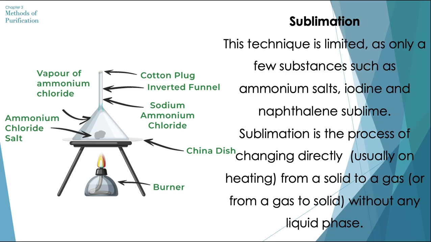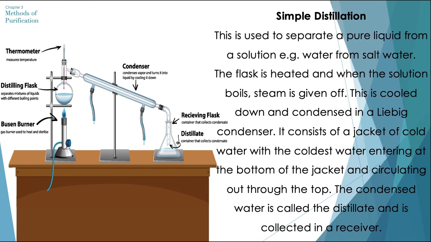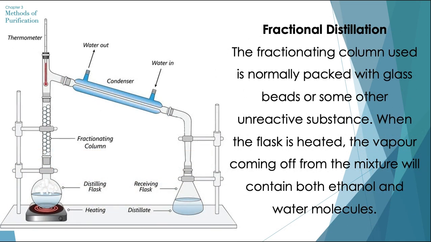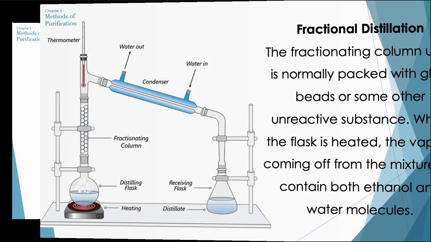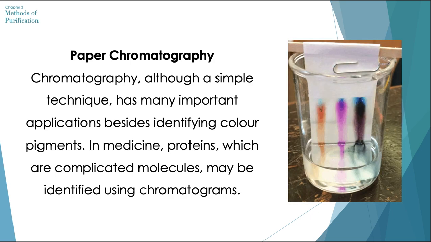Sublimation is the process of changing directly from a solid to a gas. So this technique is used to separate substances which sublime from substances which do not sublime. And then we understood simple distillation, which is used to separate a pure liquid from a solution. After this, we understood fractional distillation, which is used to separate two liquids which dissolve in one another. Lastly, we understood paper chromatography, which is used to separate mixtures and which can be used to test for purity of substances as well as detect different substances.